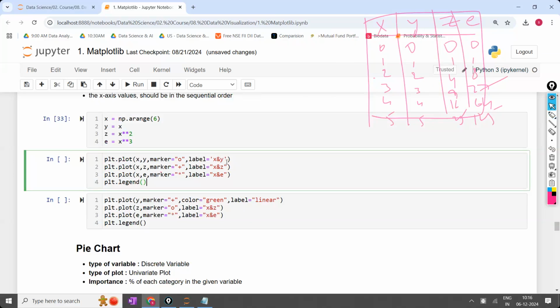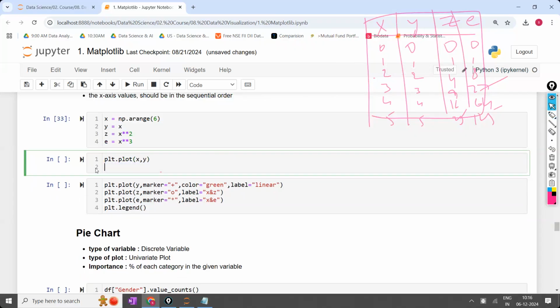Now, here I'm writing like this: plt dot plot of x comma y, plt dot plot of x comma z, plt dot plot of x comma e. First, plt dot plot of x comma y. What is meant by plot? Plot means line plot. plt dot hist means histogram, plt dot box means box plot, plt dot scatter means scatter plot, plt dot plot means line plot. For line plot, plt dot plot. Scatter plot means plt dot scatter.